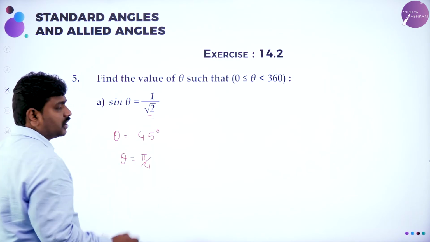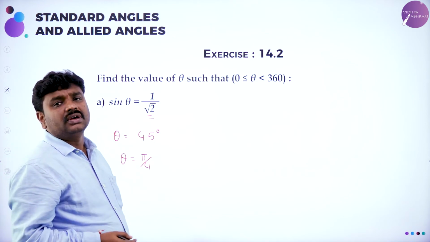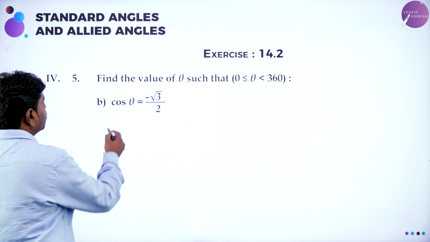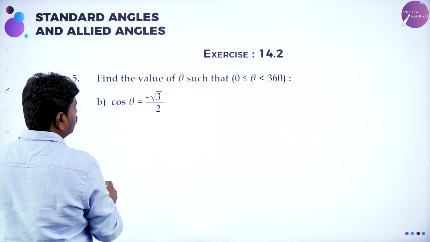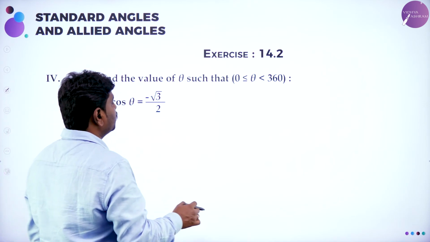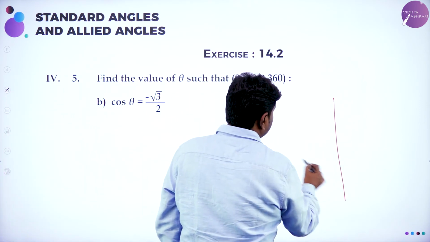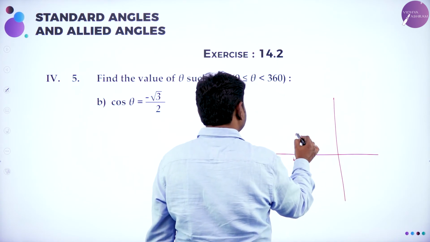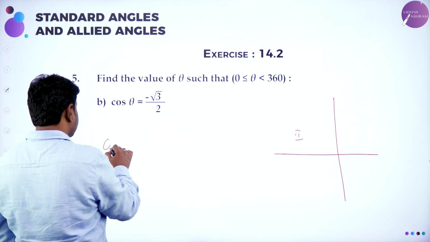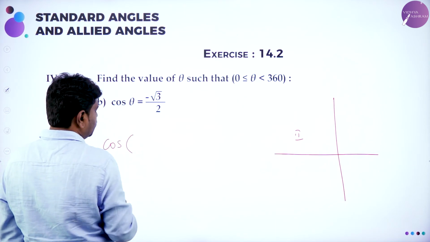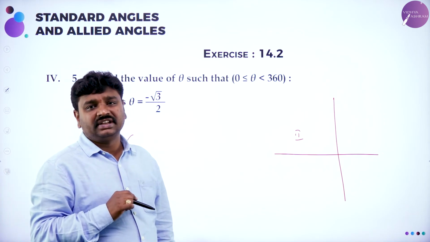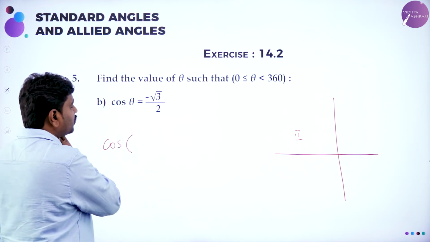Because, as all of you know, sin 0 is 0, sin 30 is 1 by 2, sin 45 is 1 by root 2. That's why 45. Next, cos theta is minus root 3 by 2, they told. See, dear students, cos theta is minus root 3 by 2 means, since you are getting negative, cos is negative, so it will be in the second quadrant because within 360 I want. In the cos table we will get root 3 by 2 at 30 degrees.